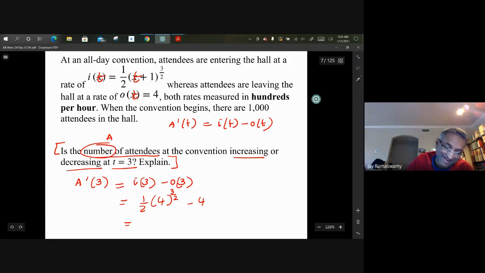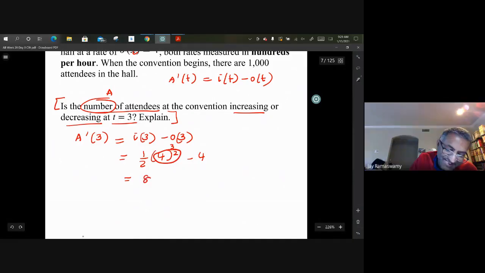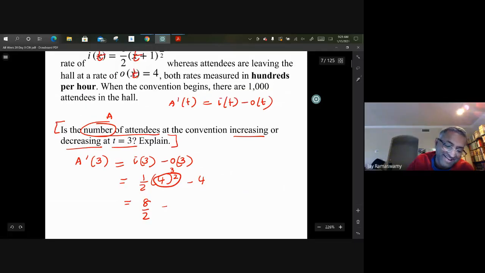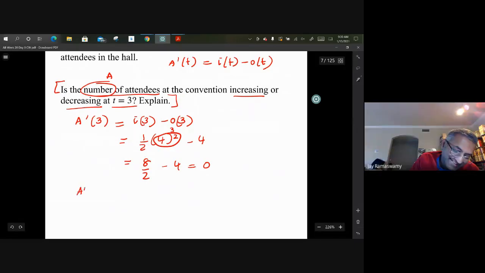Look down, please. I'm walking you through it. What's the square root of 4? 2. Cubed is 8. So is that 8 halves, which is 4? 4 minus 4 is 0. Okay, this is a weird problem, but it's fine. So do we write increasing or decreasing, or neither? Neither. Is that clear?